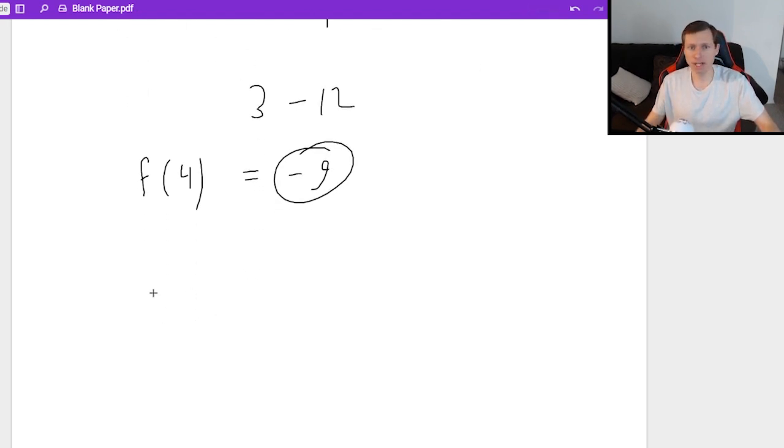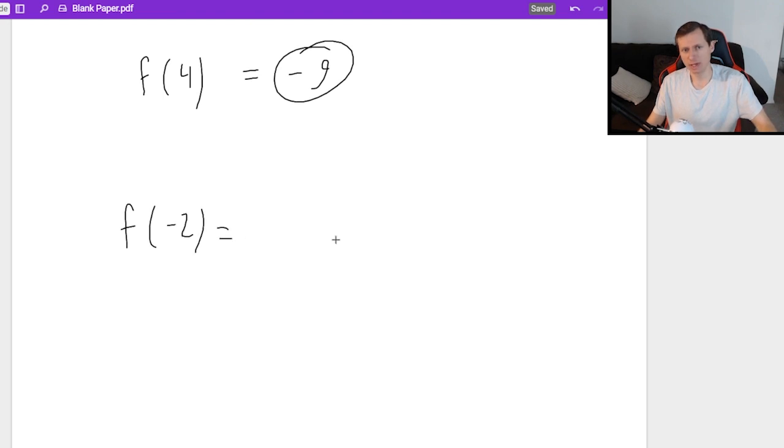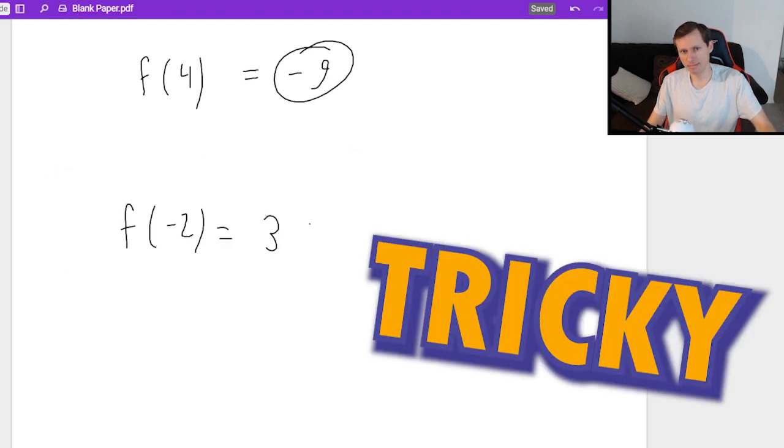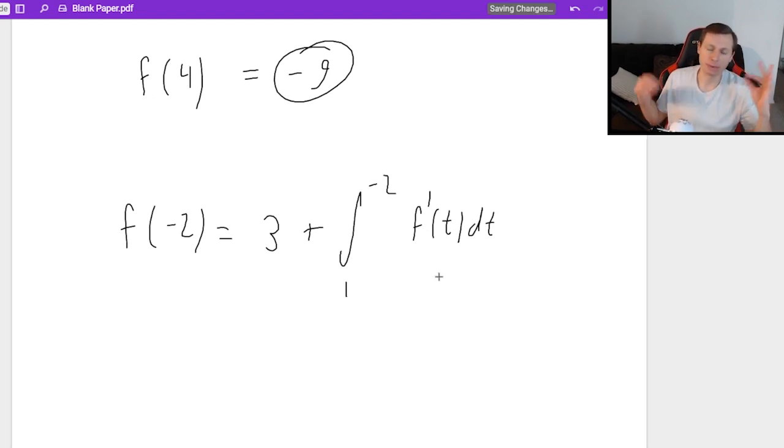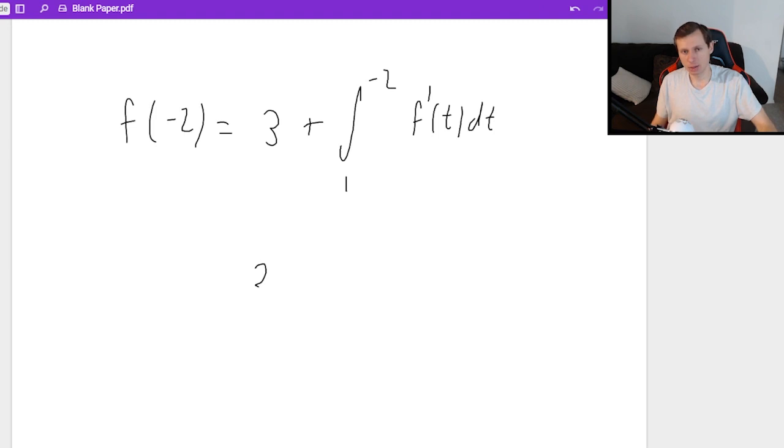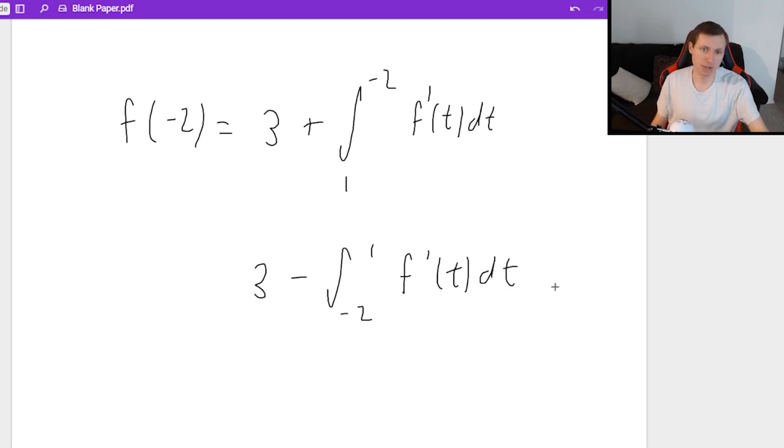And then for f of -2, it's pretty tricky. That's okay, I like tricky. We have 3 plus the integral from 1 to -2 of f prime of t dt. And whenever you have your bounds flipped, what I mean by that is the higher number always needs to go on top. Whenever you don't have that, you need to flip the integral. And what that looks like is 3 minus the integral from -2 to +1 of f prime of t dt. See what I did there? I switched the bounds, but you have to make the integral negative.